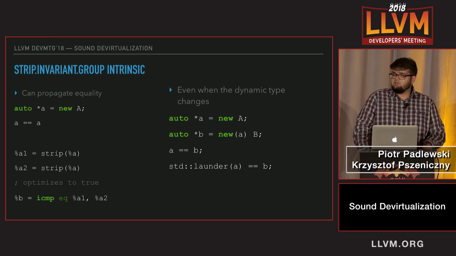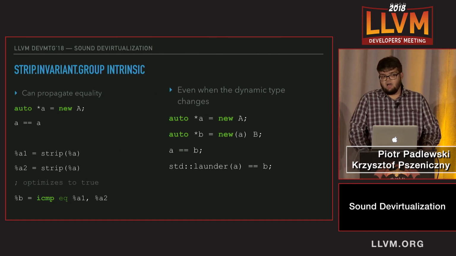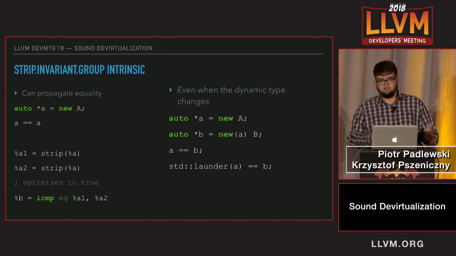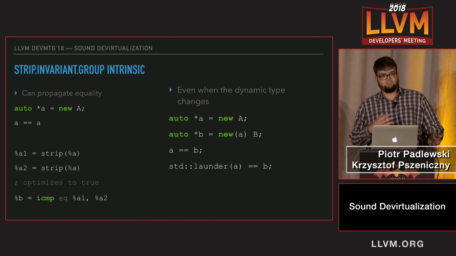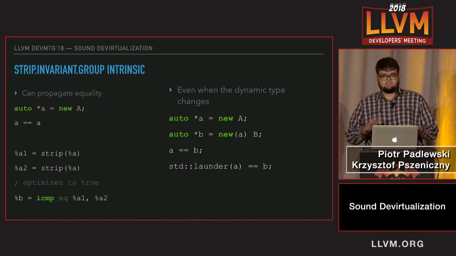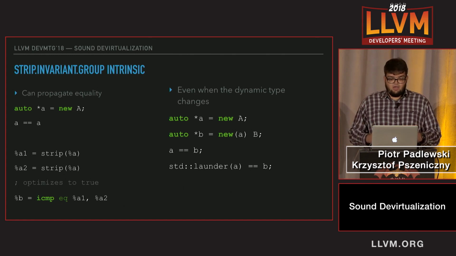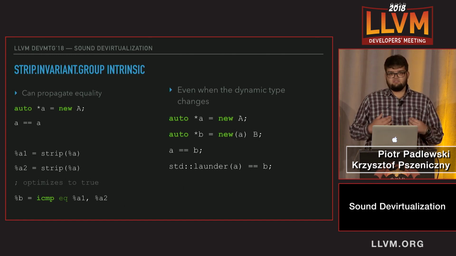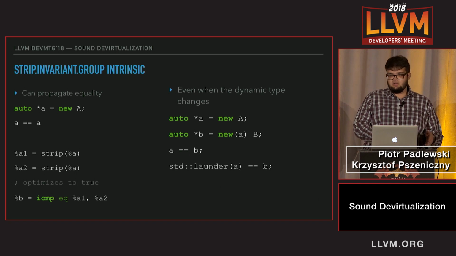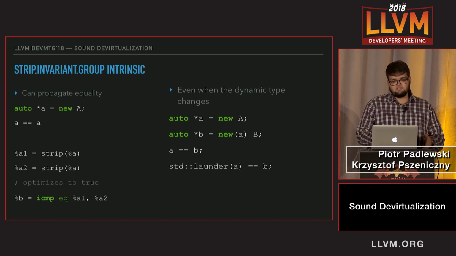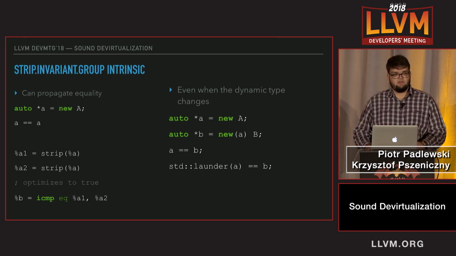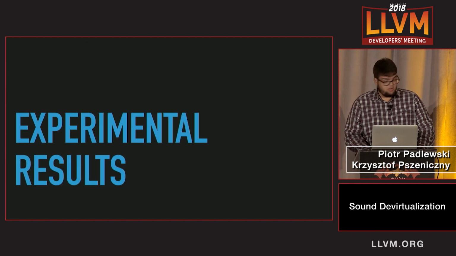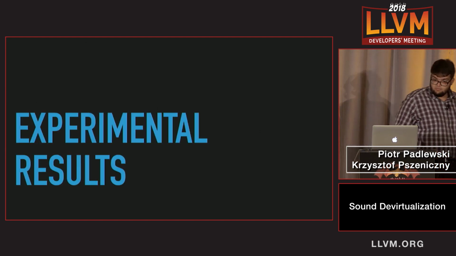And not only equality, but we can also propagate some other information like pointers being less than each other and other relations between them. Probably modulo some minor bugs, but we claim that every piece of information that could be inferred by the optimizer about pointers before our optimizations can be inferred about the strips afterwards. Okay, and I will yield to Piotr.